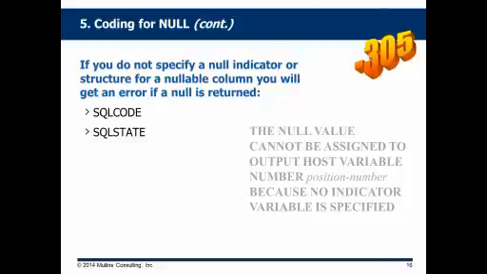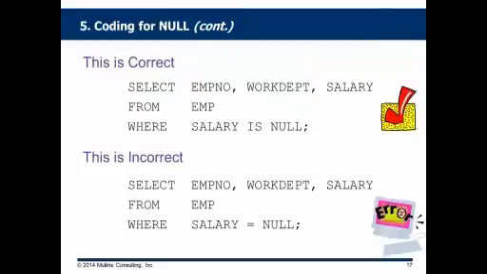If you don't specify a null indicator or a null structure, and the column is nullable, or the result could be a null, you will get a negative 305 SQL code returned. So you have to be careful and check for that negative 305. Coding for null is a little bit different. You can't say, as at the bottom, where salary equals null. There's a special operator, where salary is null. So nulls are treated differently. Remember, nulls are a lack of value.